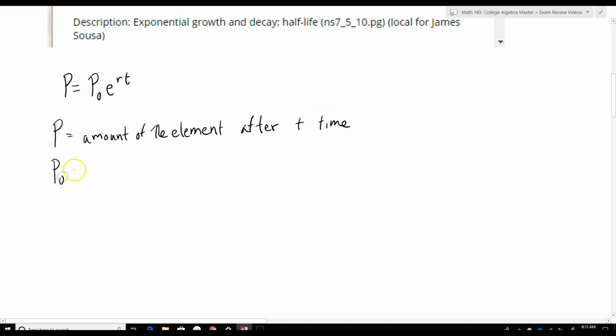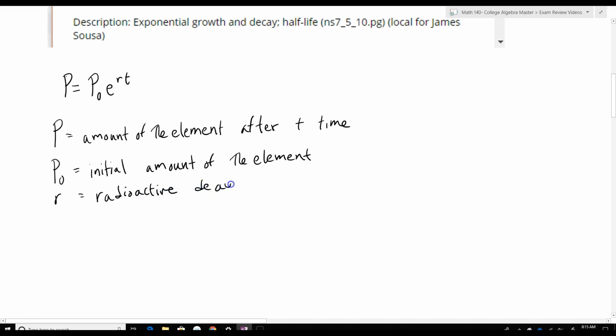and P naught is the initial amount of the element. R is the radioactive decay, and T is the time elapsed. Okay, so that's our basic function. You'll notice that it's an exponential function, okay, and that means that it actually grows really fast or it shrinks really fast depending upon whether or not you're getting bigger or smaller.